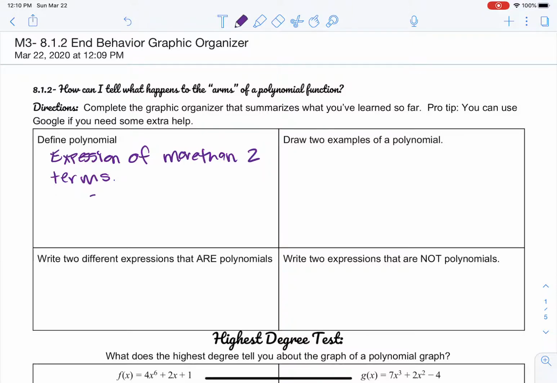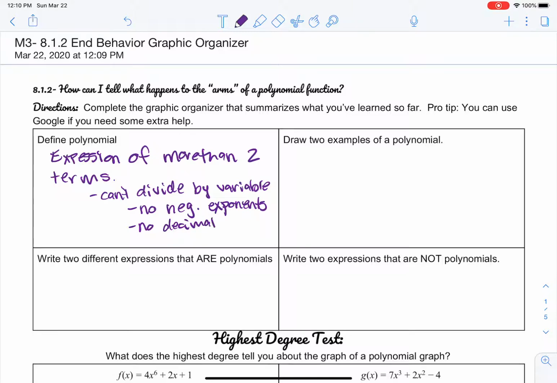So a couple of rules also. You can't divide by a variable, which means no negative exponents either, right? Because negative exponents are the same as moving that exponent to the denominator, which would make it a division. So no negative exponents. And then also no decimal exponents. They need to be whole numbers, whole positive numbers. And more than two terms. So a binomial would be two terms. A polynomial is more than two.